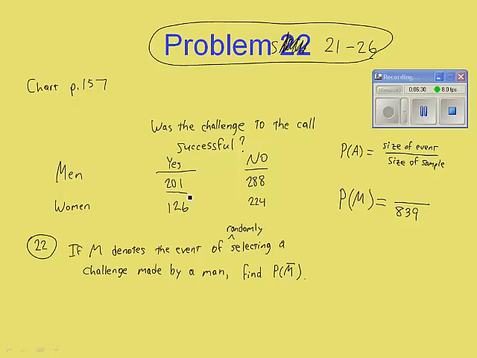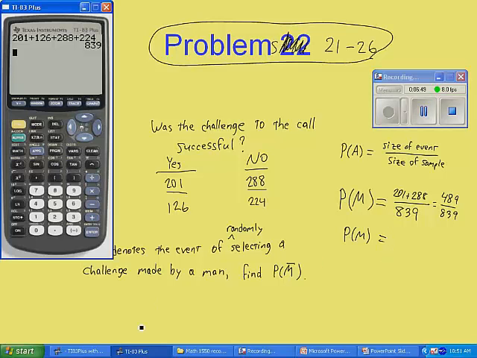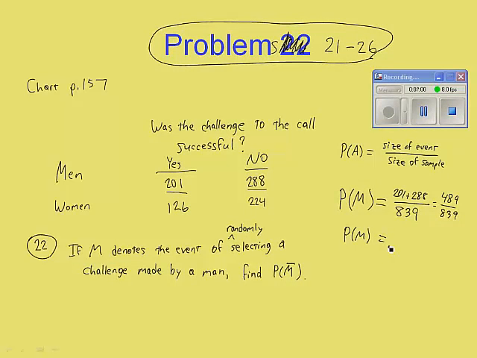Add the men's numbers, right? 201 plus 288. And so we get 489 over 839. And so the probability of M happening is 489 divided by 839. Yeah, 0.583. That's 3 significant digits.